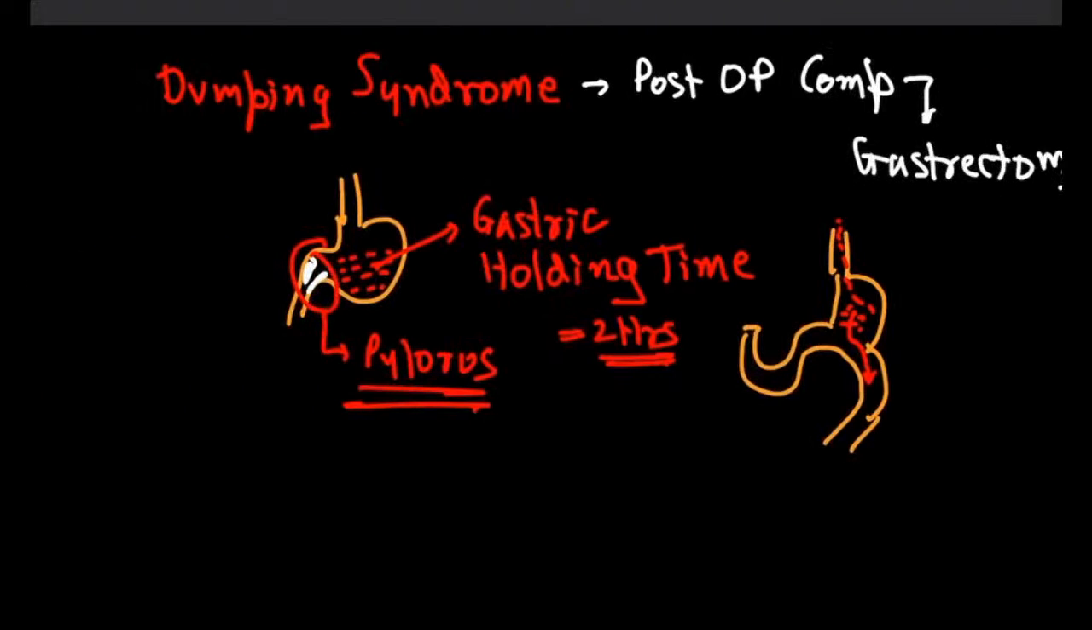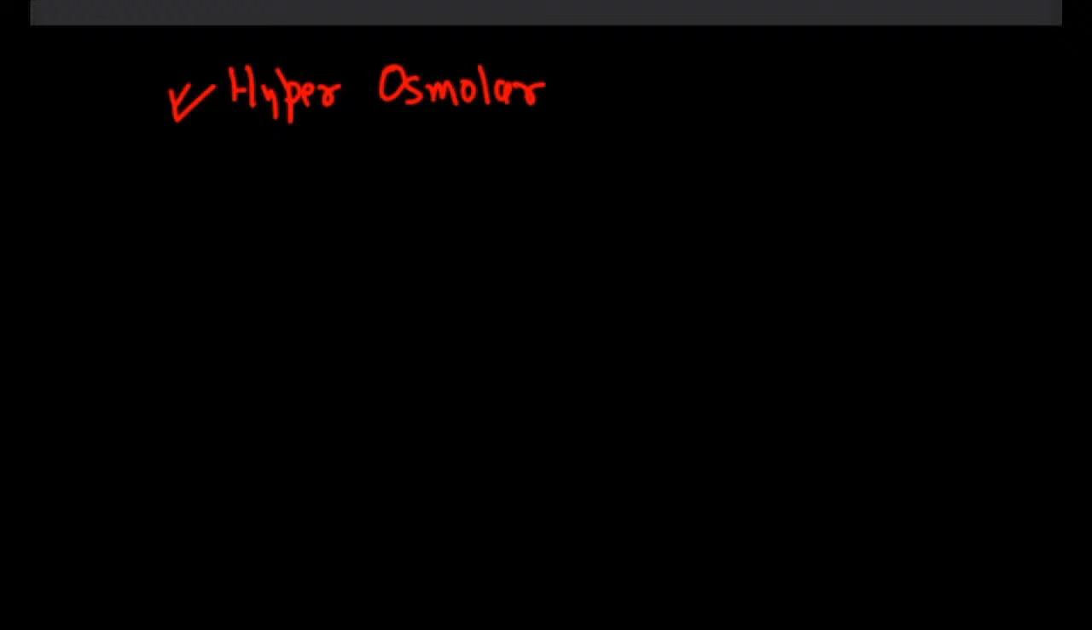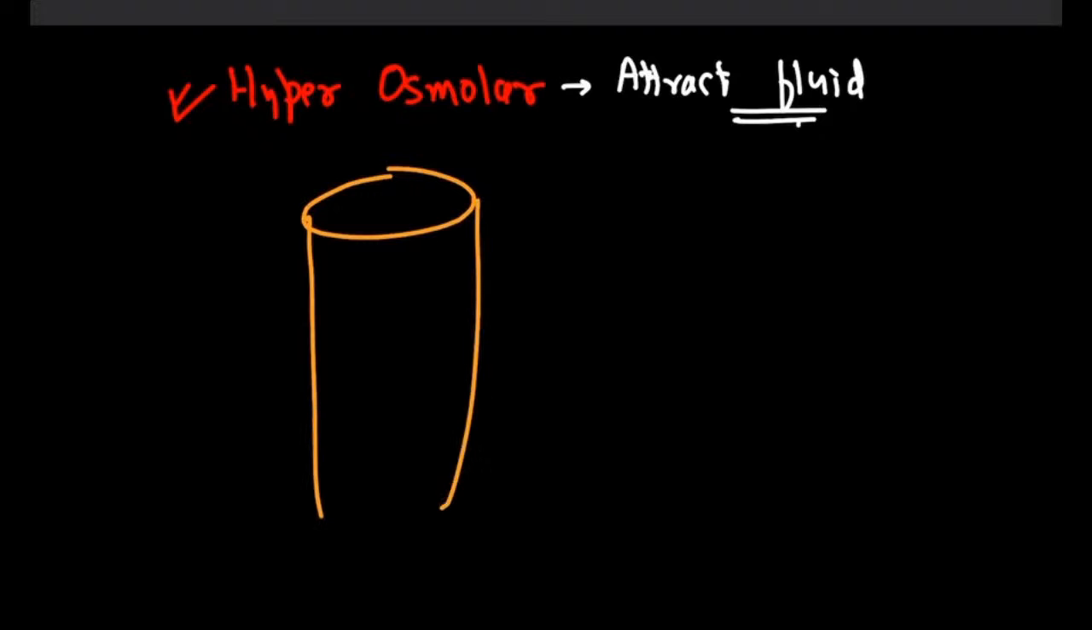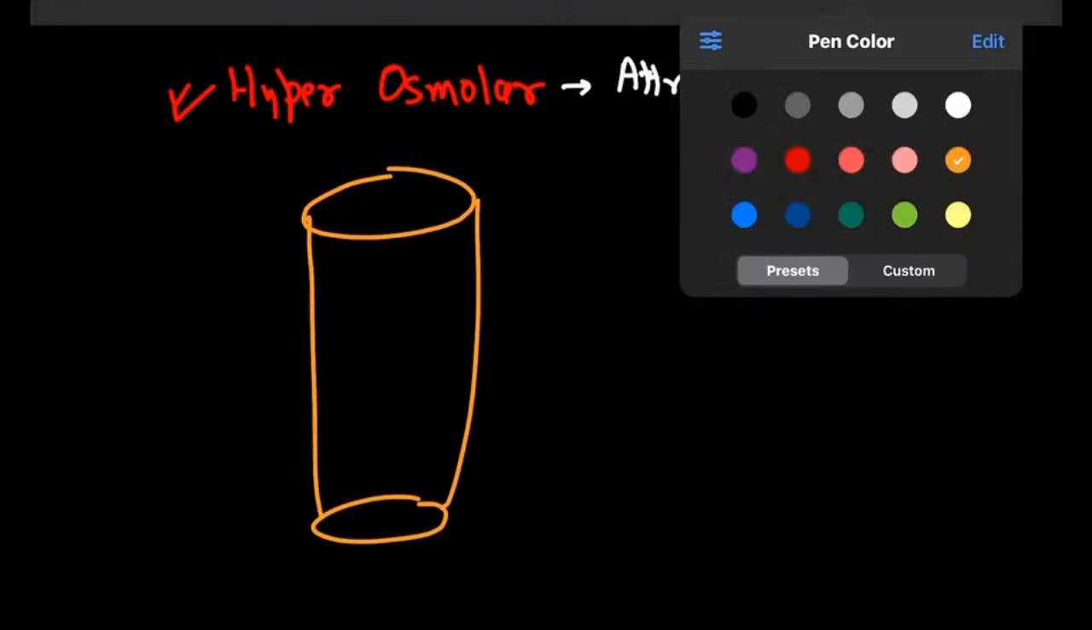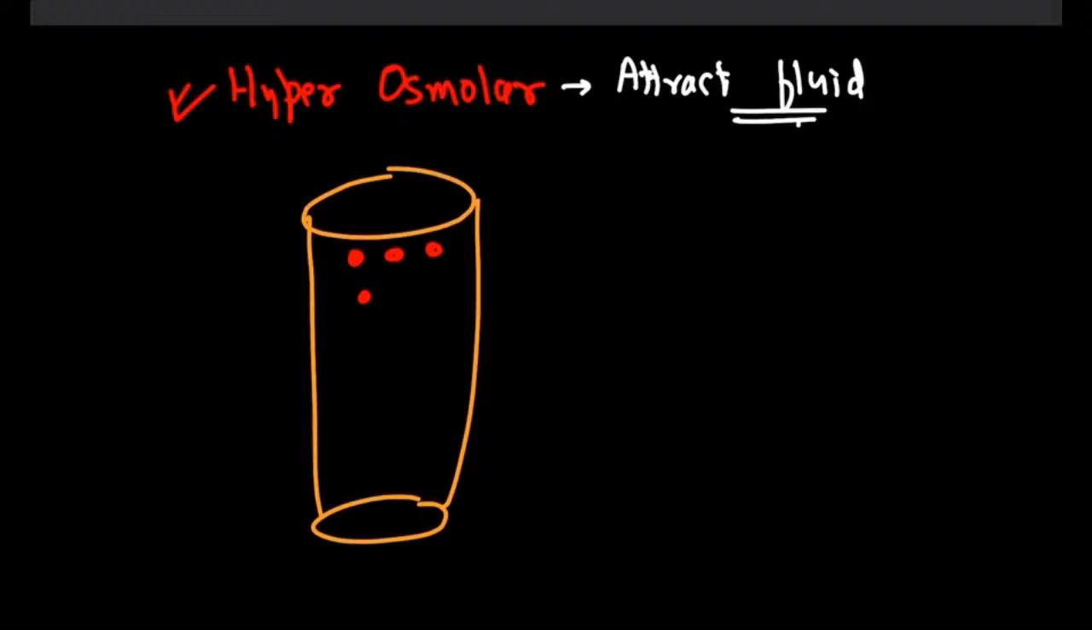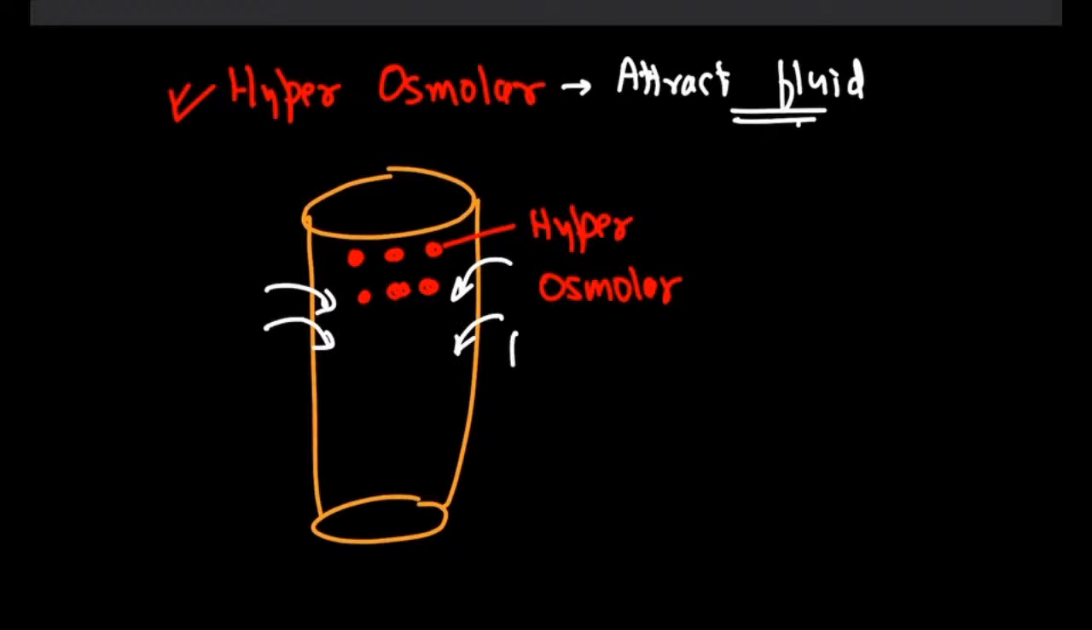Now, it is safe to say that whatever food is entering, we can refer to it as hyperosmolar. Obviously, the food which is entering from the stomach into the intestine is hyperosmolar. And what do we know about hyperosmolar substances? They attract fluid. Now let us imagine this is the intestine of a person in whom there was no pylorus. A large amount of the hyperosmolar substance came into the intestine. Because of this, there was a lot of fluid sequestration.